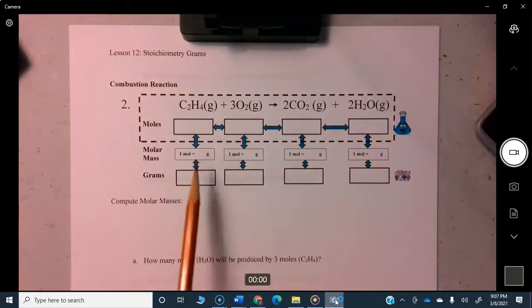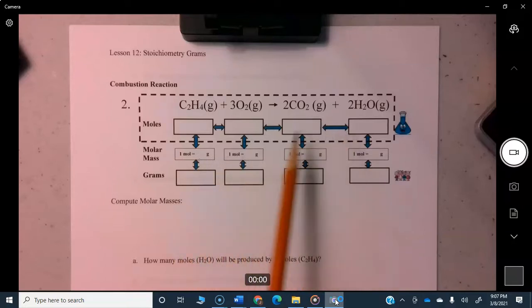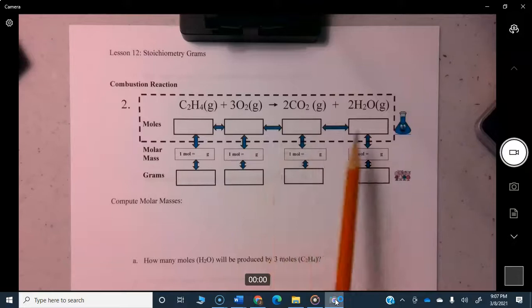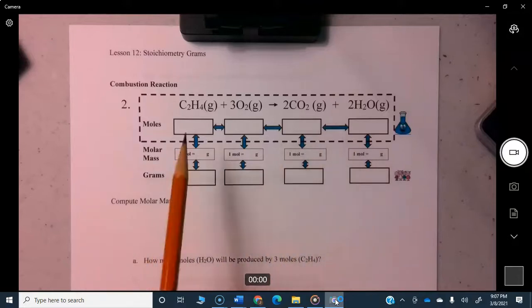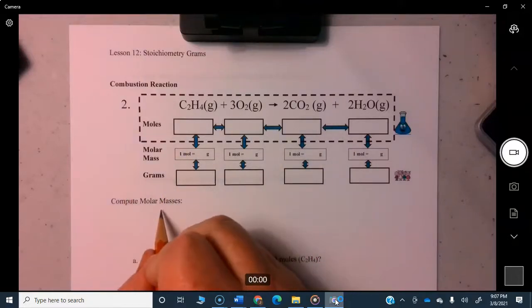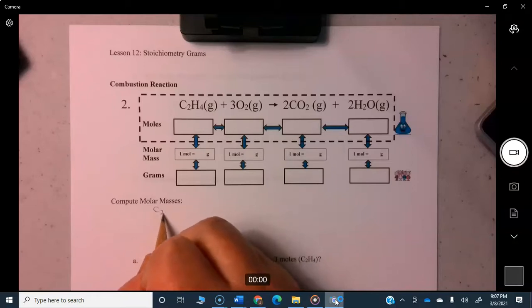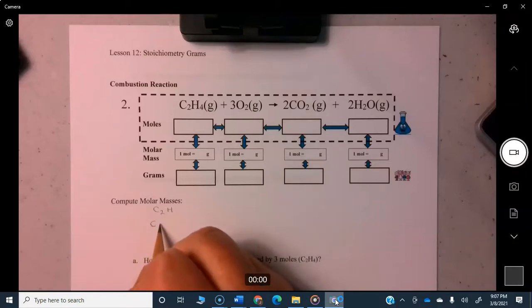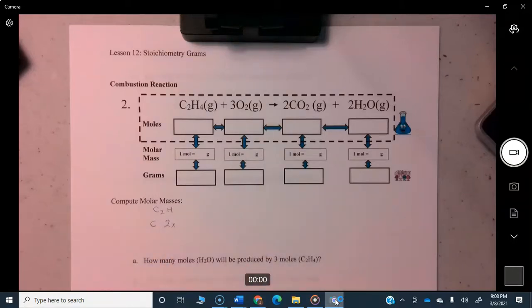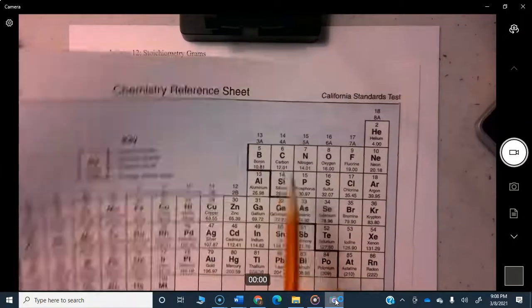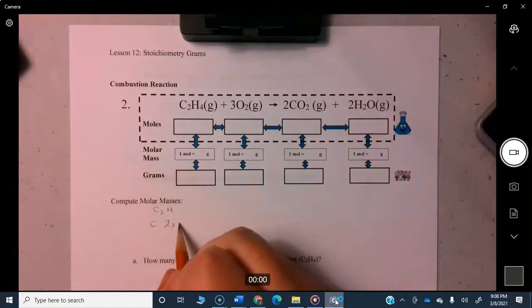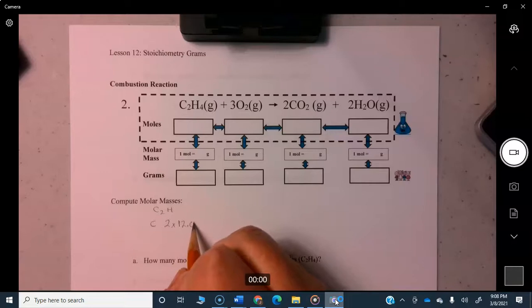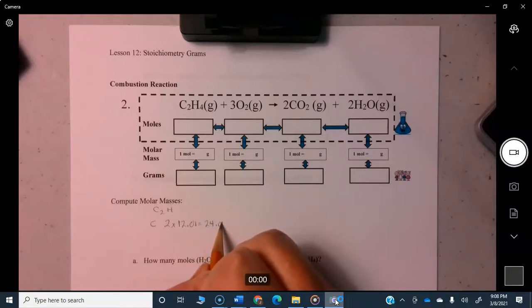The first thing we have to do is compute molar masses. So I'm going to explain the first one and then the rest of them. You'll get to where you have these memorized, but I'll go ahead and explain the first one. So for C2H4, we have a carbon. We have 2 of those, and the molar mass for carbon right here is 12.01. And that's going to give us 24.02.